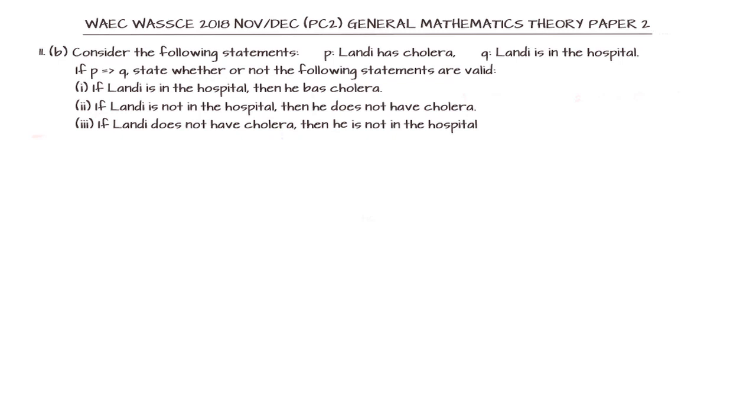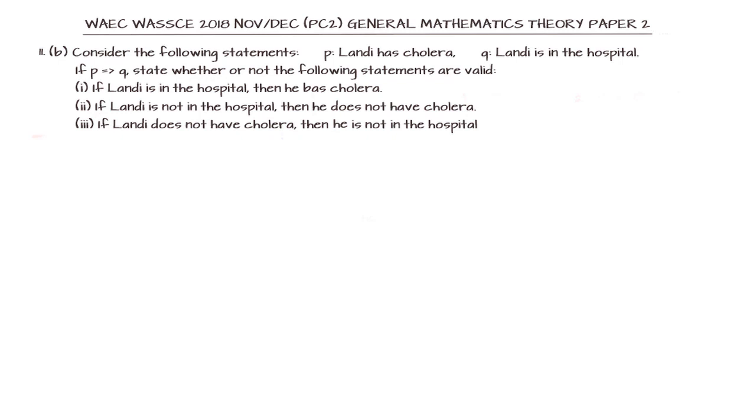Now, in question number B, we are to consider this statement. We are told that P means that Landy has cholera and Q means that Landy is in the hospital. So if P results in Q, we are to state whether or not the following statements are valid. This is a logical question, and we need to actually raise an argument with ourselves. I love the fact that this type of question is being featured in mathematics.